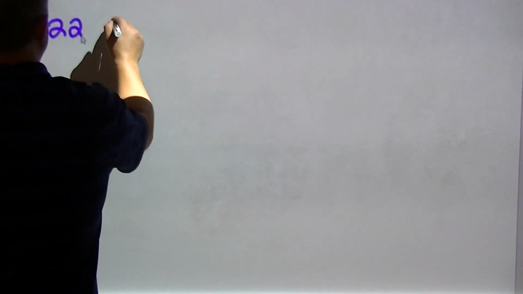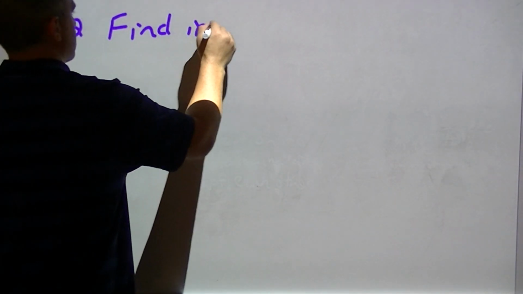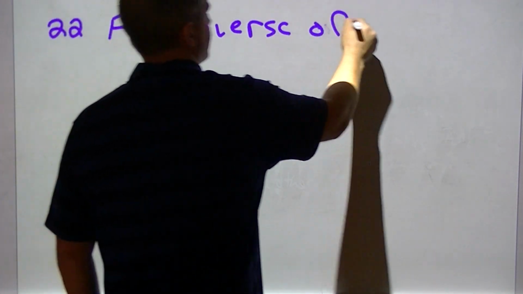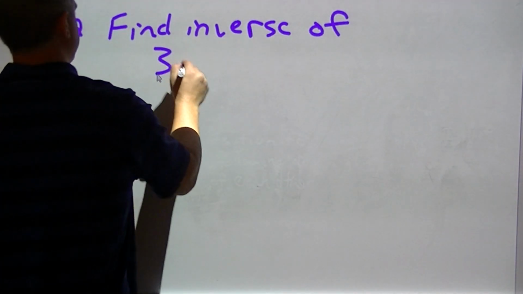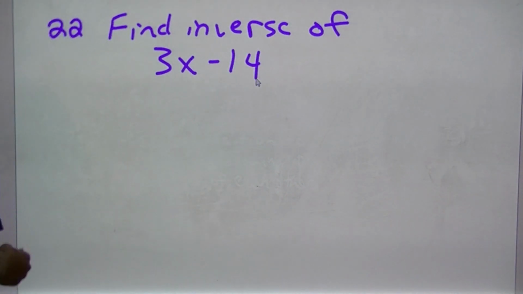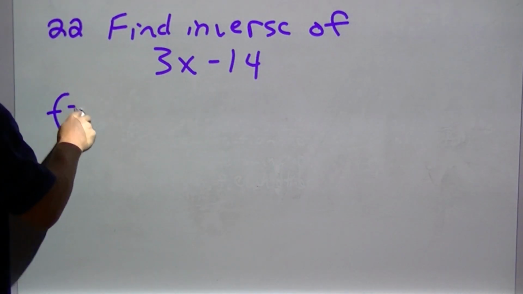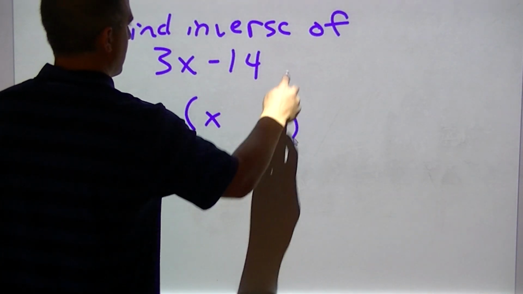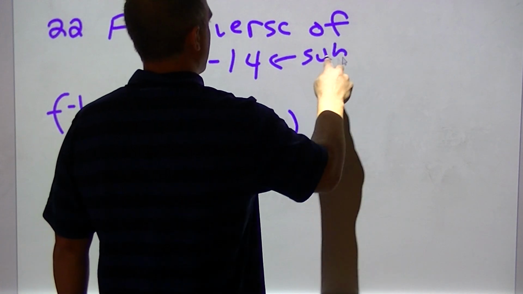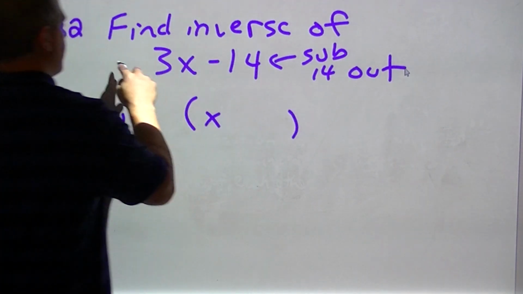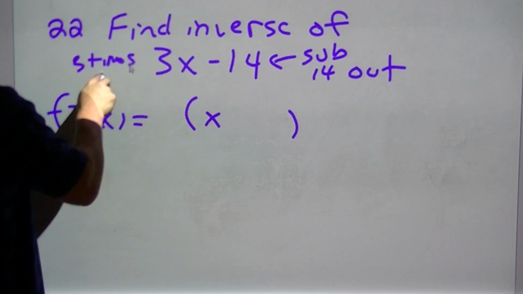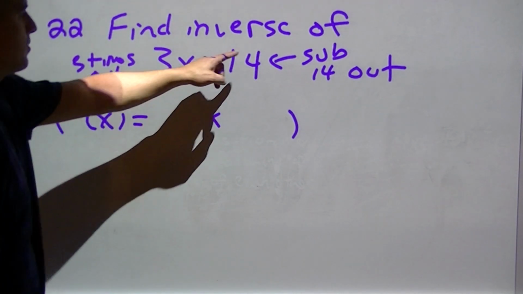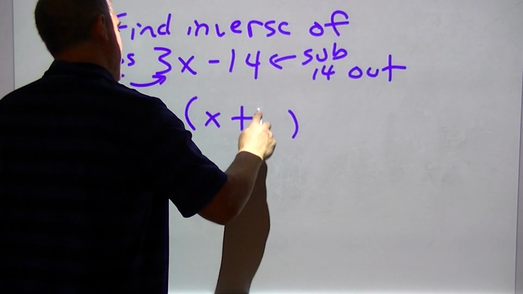Okay, there is a question number 22 that is not on your packet, and what it's going to say is find the inverse of 3x minus 14. Okay, now here's how you're going to do that. This is a line, so this is still going to be a line. This is my subtract 14 outside. This is 3 times the outside. So subtract 14 outside becomes add 14 inside.